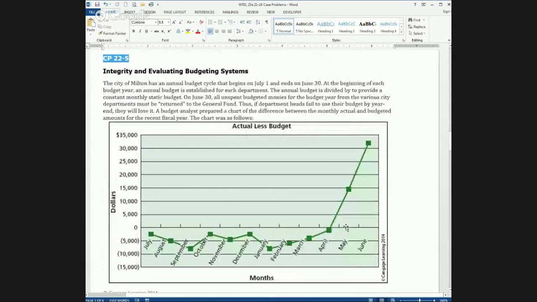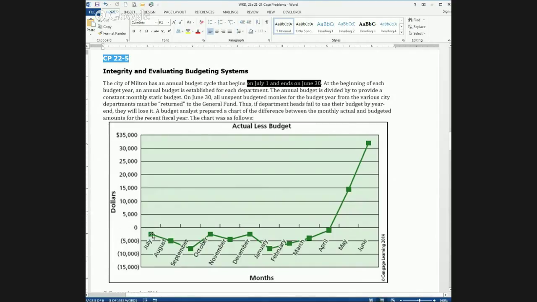And let's look at another budgeting issue in 22.2. This is dealing with the city of Milton. So we're shifting from a manufacturer that does a budget to a city that does a budget. And the city has a fiscal year that runs from July 1 through June 30th.